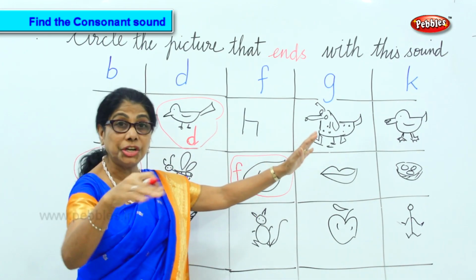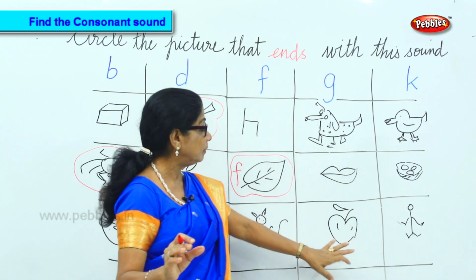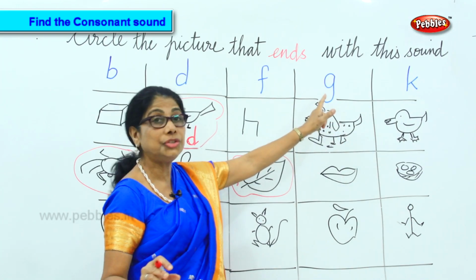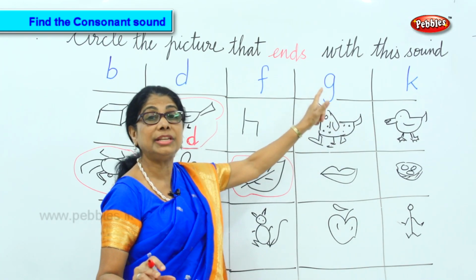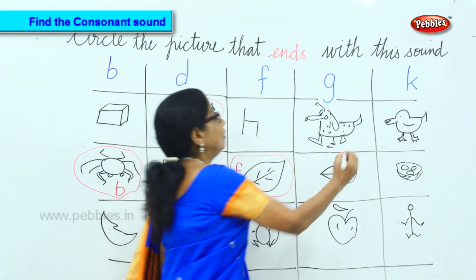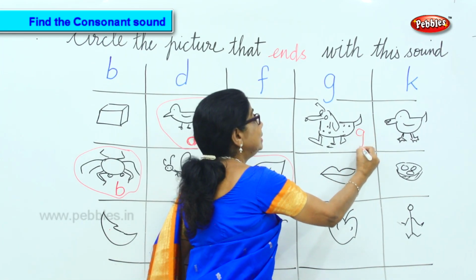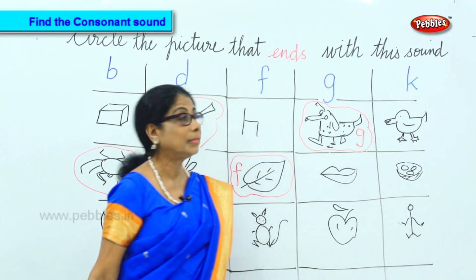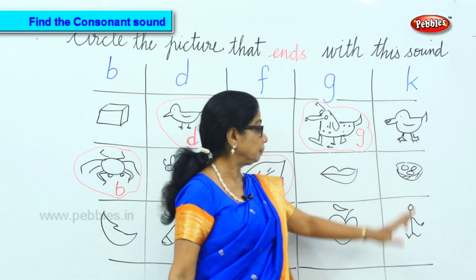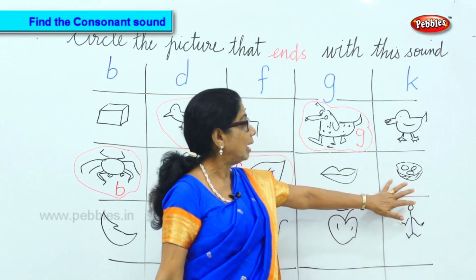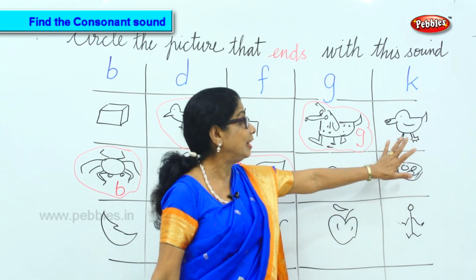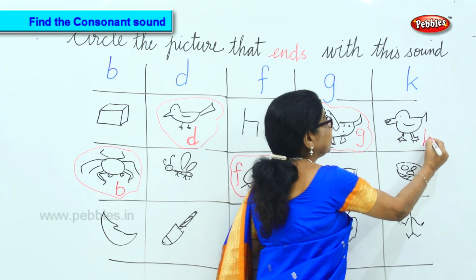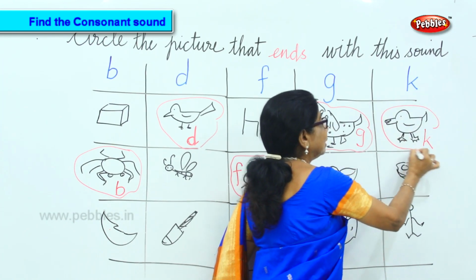Then next is G, go, go, go. You have apple, lip, and a dog. Now G, go, D-O-G. So you have the letter G comes here, and so we circle the dog. And finally we have K. You have a man here and you have a nest here, then you have duck, D-U-C-K, K. So we circle duck.